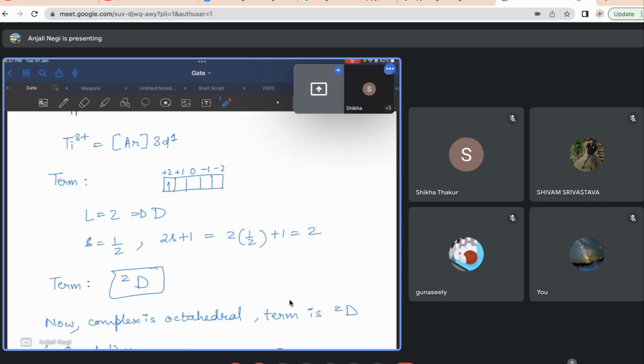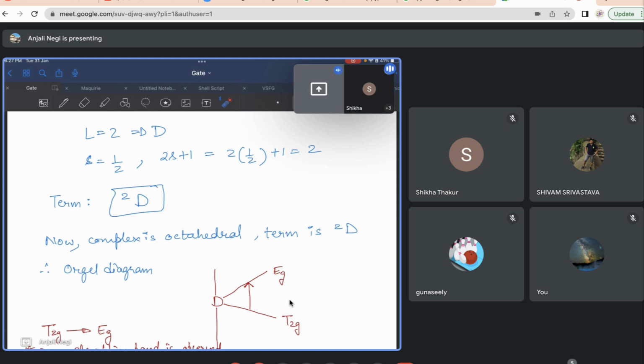So the term for this titanium 3 plus will be, so this is my d orbital, and since there is only one electron, I have represented it here. So my L will be equal to 2, that is corresponding to capital D term. And my spin, small s, is equal to half, and 2s plus 1 will become 2 into 1 by 2 plus 1 equal to 2, and therefore my term becomes 2D.